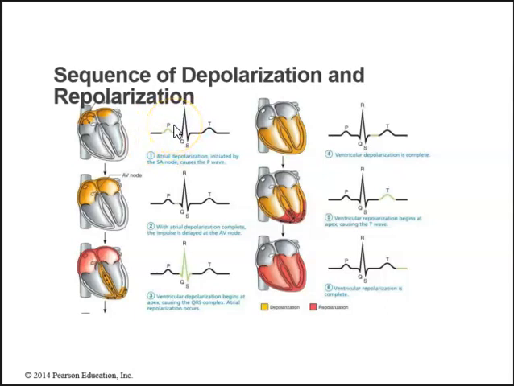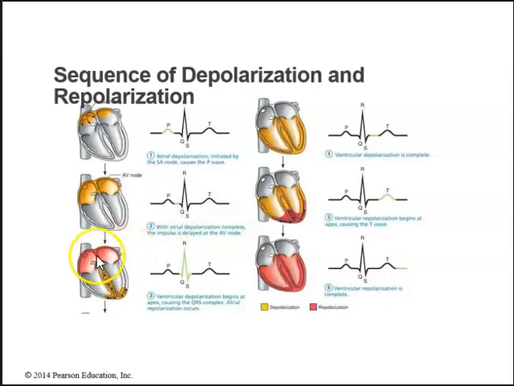So we have different waves within the EKG. The first wave is the P wave, which represents atrial contraction or atrial depolarization. Then, once atrial depolarization is complete, we have that slight delay at the AV node, the impulse going towards a toll, and it's delayed by 0.1 second. And we see this line between the P wave and the beginning of the QRS complex. That represents that delay at the AV node.